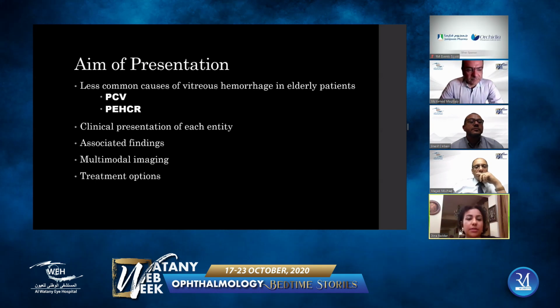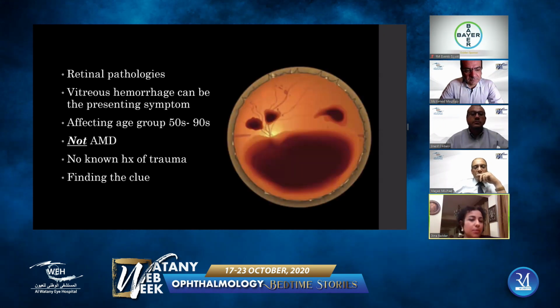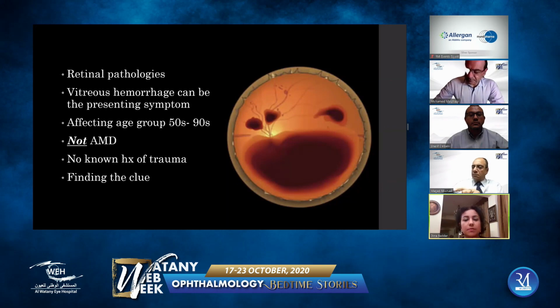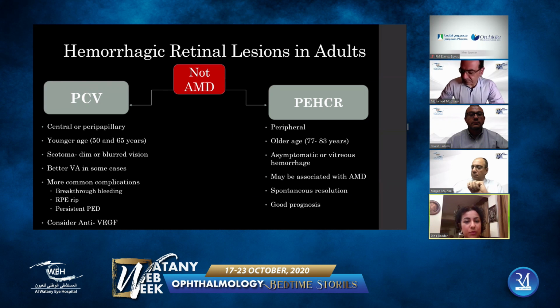So the aim of the presentation is to discuss the less common causes of vitreous hemorrhage in elderly patients, the clinical presentation of each entity, and the associated findings, the multimodal imaging and treatment options. These are retinal pathologies in which the vitreous hemorrhage can be the presenting symptom. They affect the age group between the 50s and the 90s. So this is a big age group, but they are not AMD with no known history of trauma, and it's our role to find a clue. So this is basically the mind map of what I'm going to say.